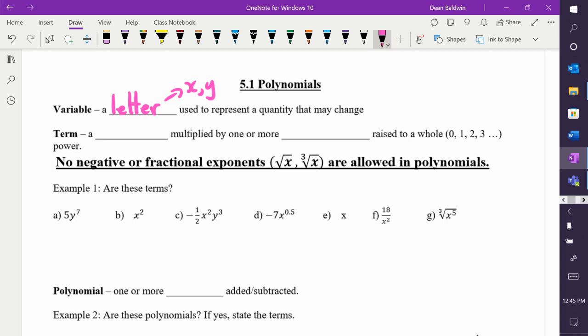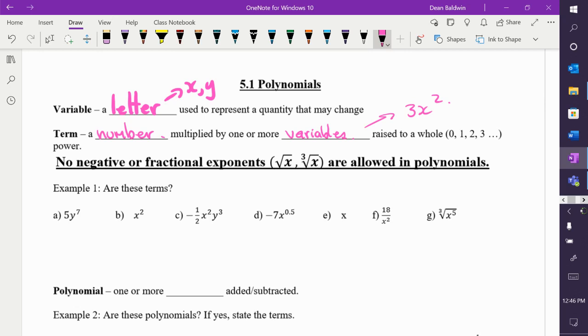Term. A term is when a number is multiplied by one or more variables, and it's raised to a whole number exponent or power, including 0. So something like 3x squared is a term. You've got a number. Now the number could be 1, so you wouldn't see it. You have a variable, and you have an exponent.